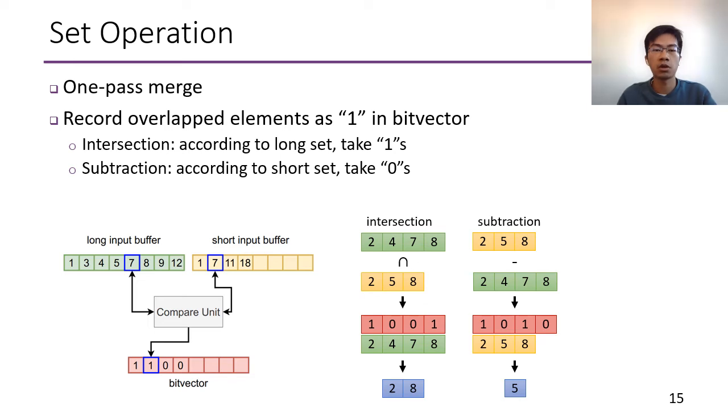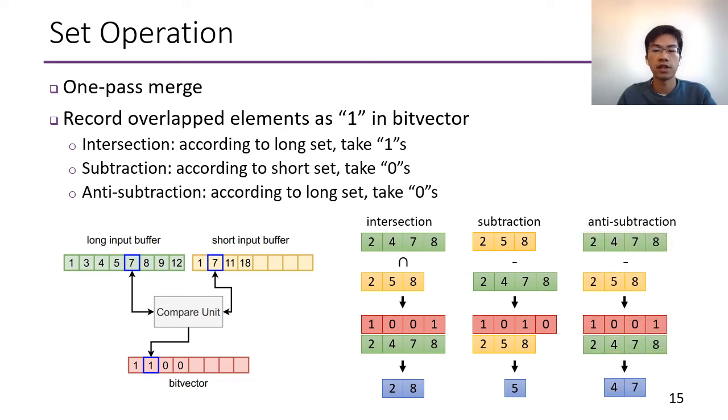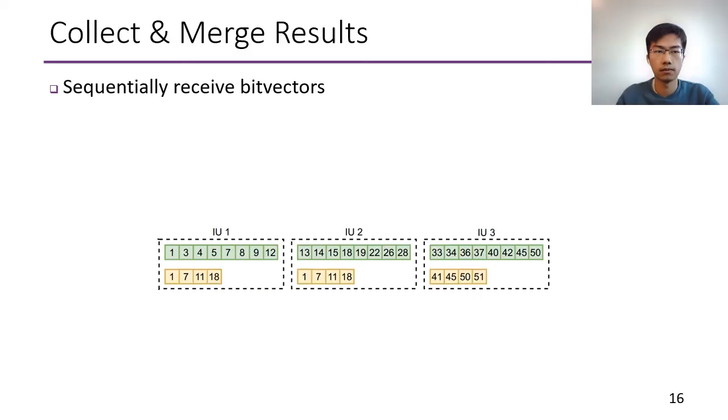The hardware will recognize 2 and 8 are in both sets and output bit 1 at those positions. When we recover the results, only 5 corresponds to 0 in bit vector and should be included in the result set. Anti-subtraction follows the same ideas, and the correctness of the rules can be easily verified.